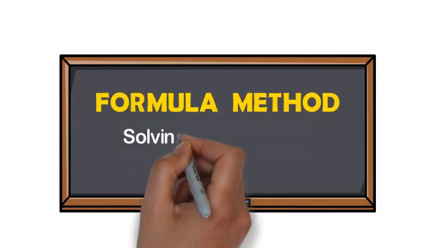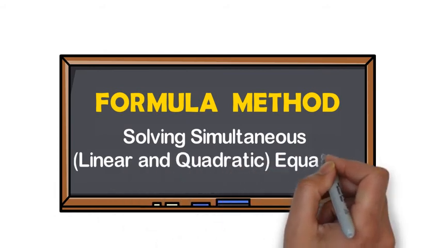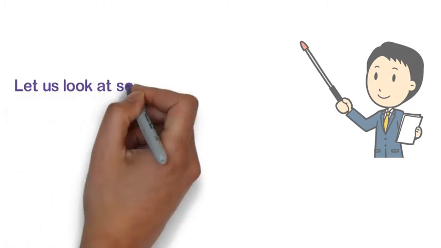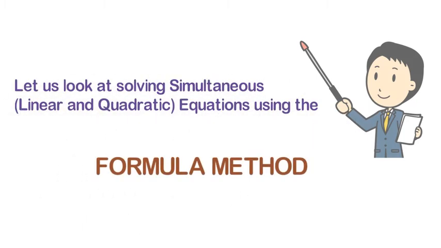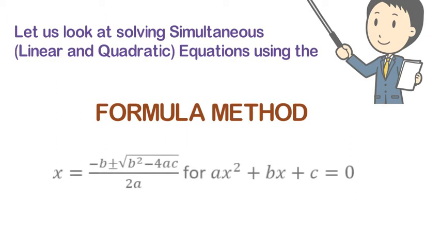In this lesson, we'll be looking at solving simultaneous linear and quadratic equations using the almighty formula, as we call it. Rather, it is called the quadratic formula. x equal to minus b plus or minus the root of b squared minus 4ac all divided by 2a, for the quadratic equation ax squared plus bx plus c equal to 0, where a, b, and c are scalars.